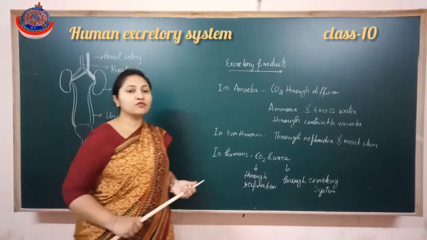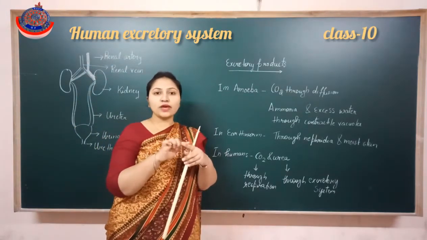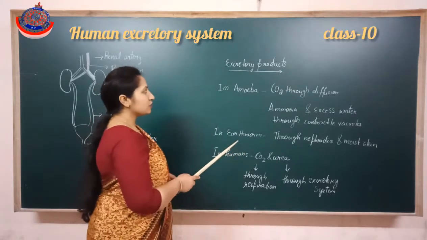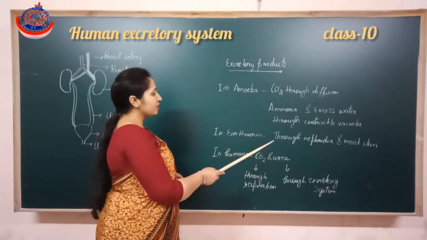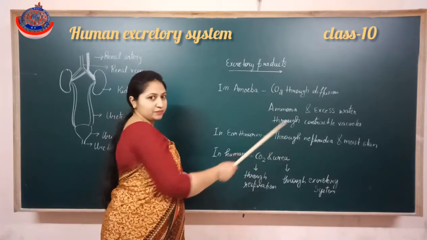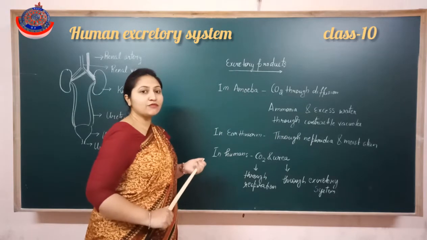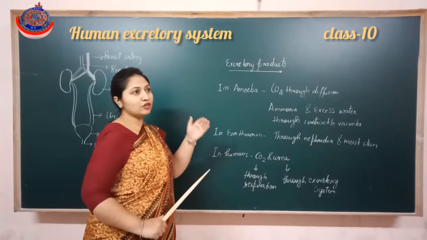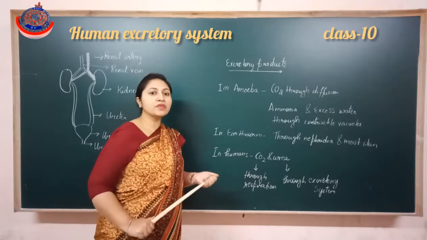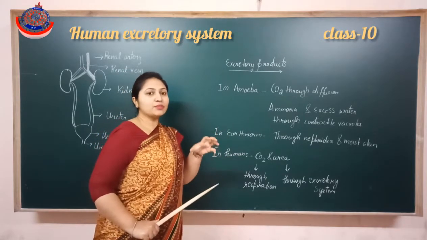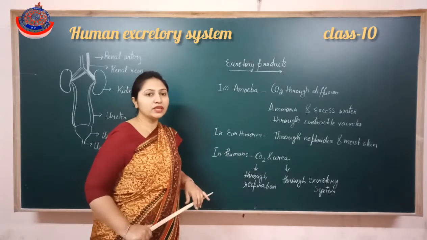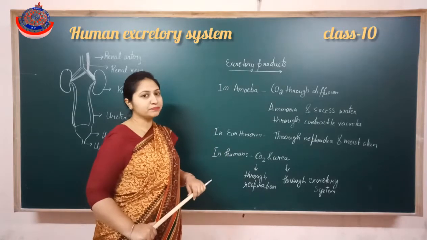Now next is the case of earthworm. In the earthworm, the skin is very thin and moist. So in case of earthworm, what happens? The excretory products are removed through the nephridial pores, and the long nephridial tubules present in the earthworm. The excretory products are collected in them, and through the nephridial pores they are removed from the body.